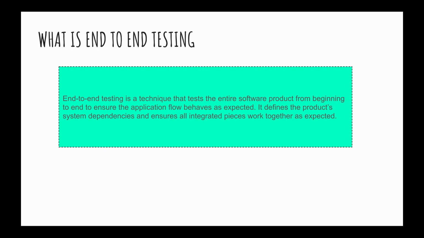So it defines the product system's dependencies and ensures all the integrated pieces work together as expected. It verifies that if you click a button, certain things appear on the screen, and or certain things disappear from the screen. It's just a way of making a bot to do what a human otherwise would have done. So that's the whole crux of end-to-end testing, and it's really important to do this before you send a really standard product out there, because there may be some issues you see after you deploy a product that you would have caught if you had used end-to-end testing. That's why it's so important.